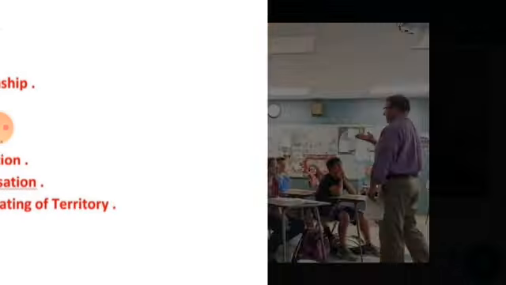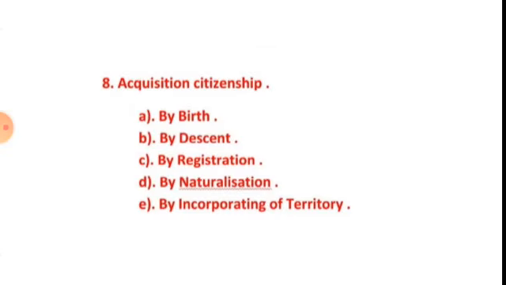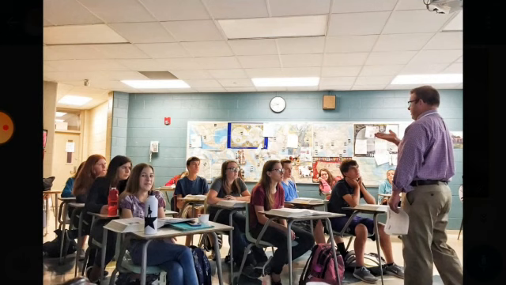Next one, by naturalization. Foreigners can acquire Indian citizenship on application for naturalization to the government of India. Next, by incorporation of territory. In the event of a certain territory being added to the territory of India, the government of India shall specify the persons of the territory who shall be citizens of India.